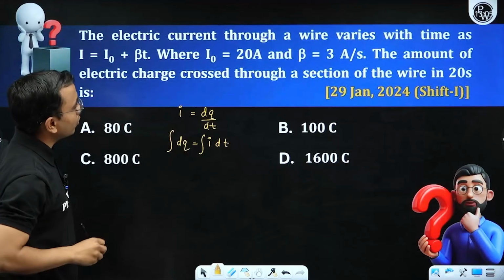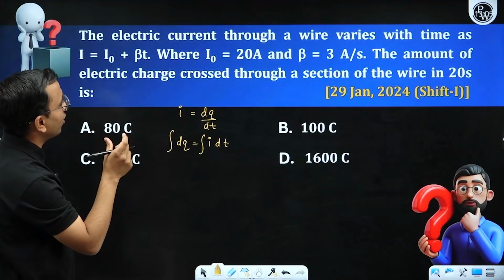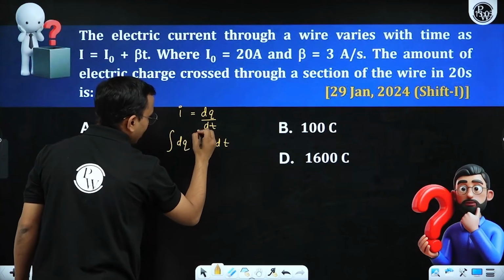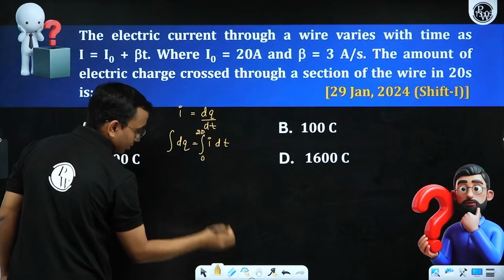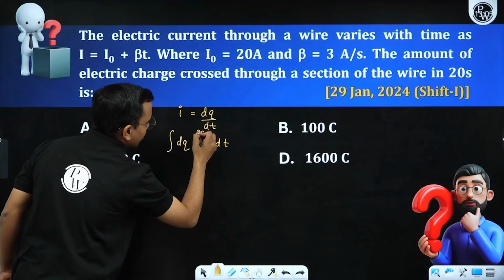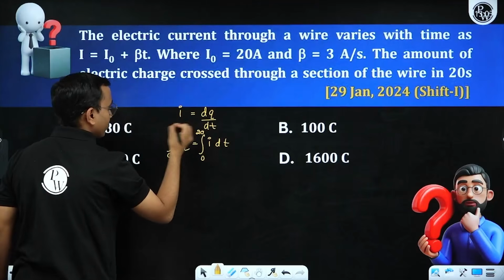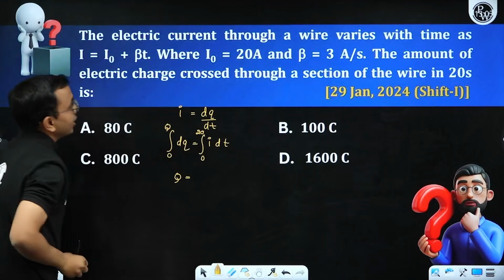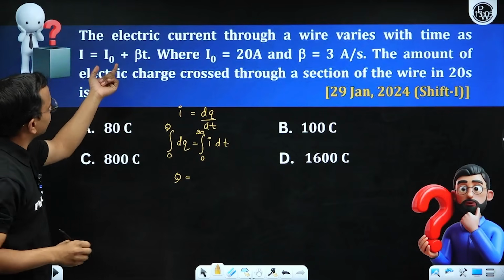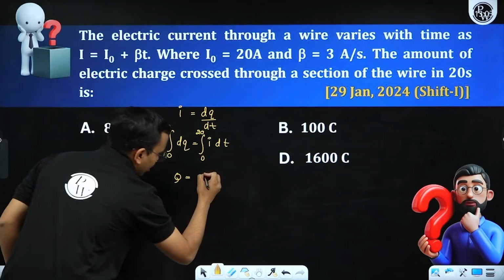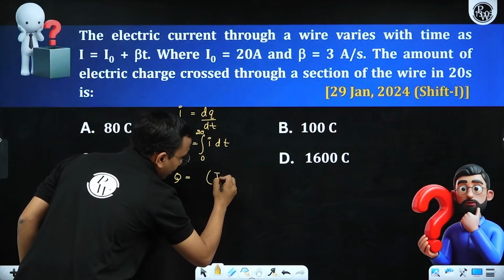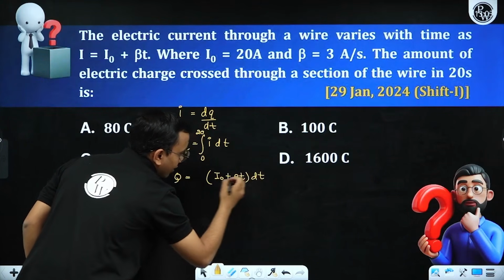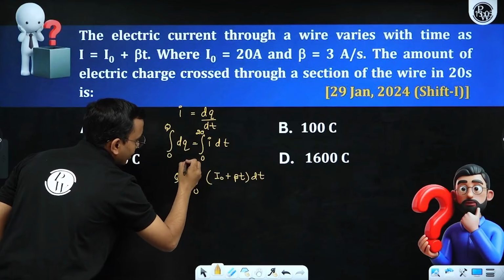I have to find the total charge in an interval of 20 seconds. So my time will go from 0 to 20, and charge will go from 0 to q. Let us take capital Q. From here I got Q is equal to the integration of current, which is I naught plus beta t. So I'll write this as the integration of (I naught plus beta t) dt from 0 to 20.